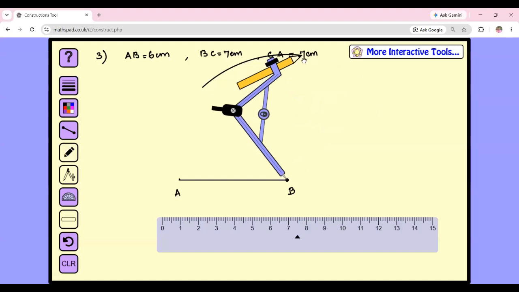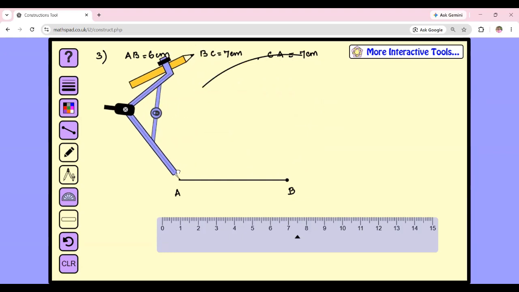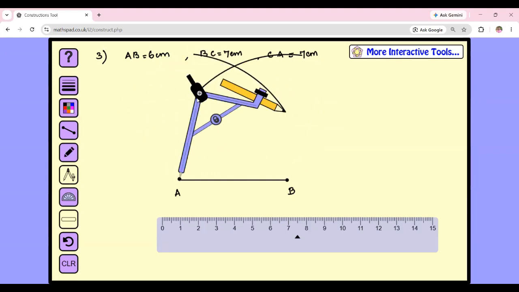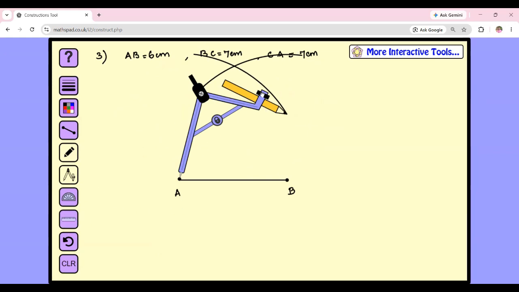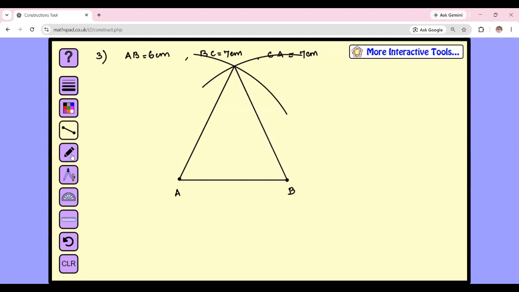With the same 7 centimeter, CA also 7 centimeter. From A, keep the pointer and draw an arc. Because both are the same, 7 centimeter. Now we can just join the points. So if I join this point and this point, I'm getting a triangle. This is the C point. This is 7 centimeter and this also 7 centimeter, and AB is 6 centimeter. So construction of the triangle is over.